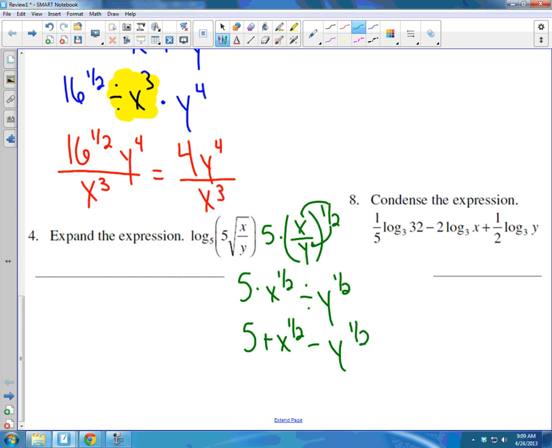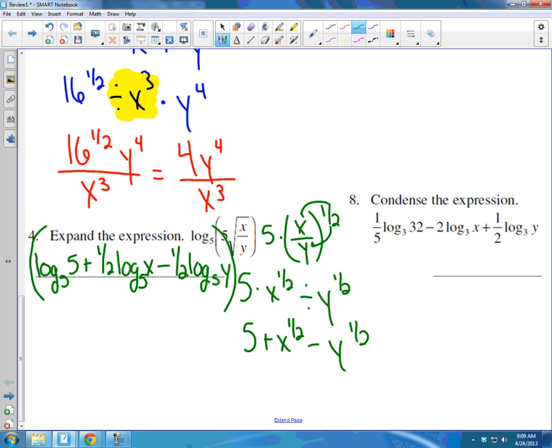And now I'm just going to put the log back with all of those. So log base 5 of 5 plus the 1/2 moves in front as multiplication, log base 5 of x, and then minus 1/2 log base 5 of y. And so in parentheses, just to kind of separate it out for my work, that's your answer.